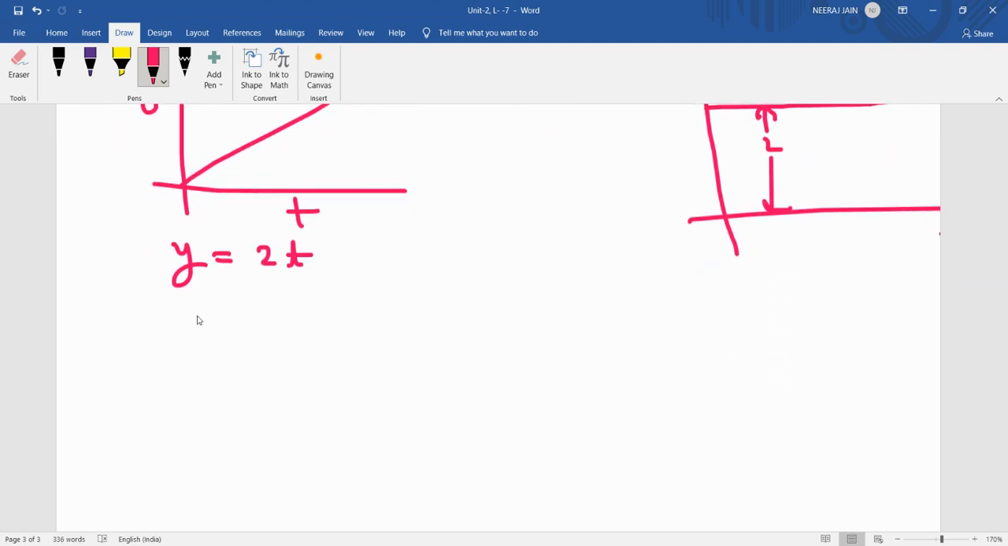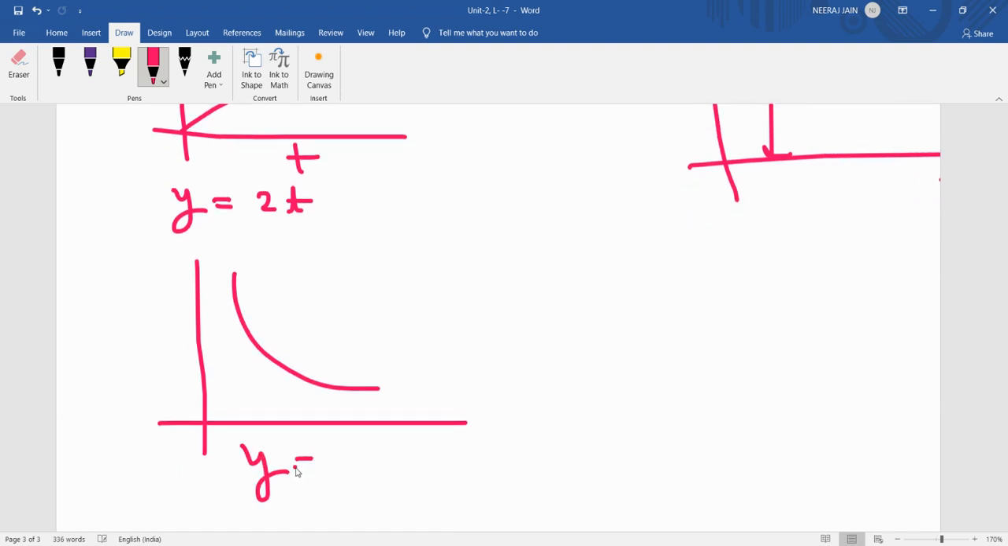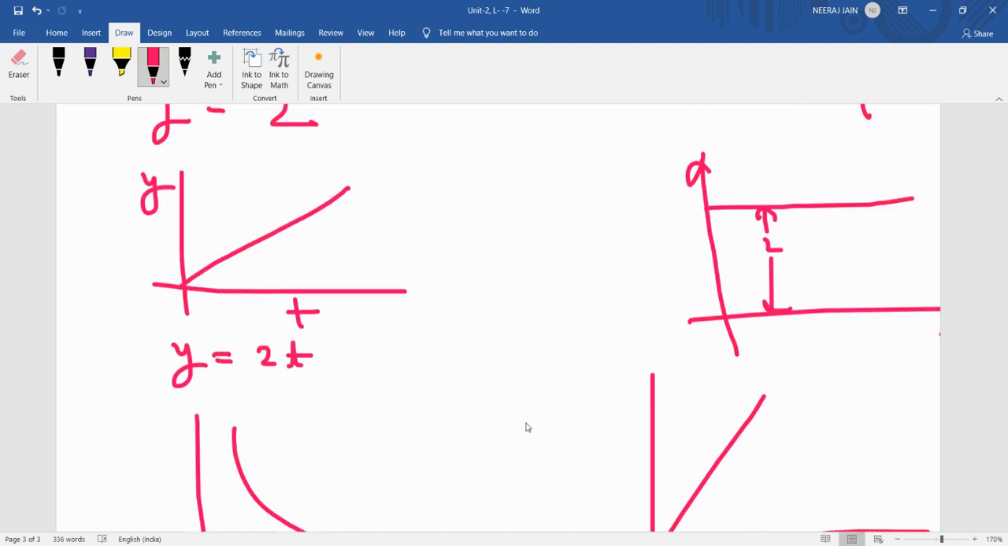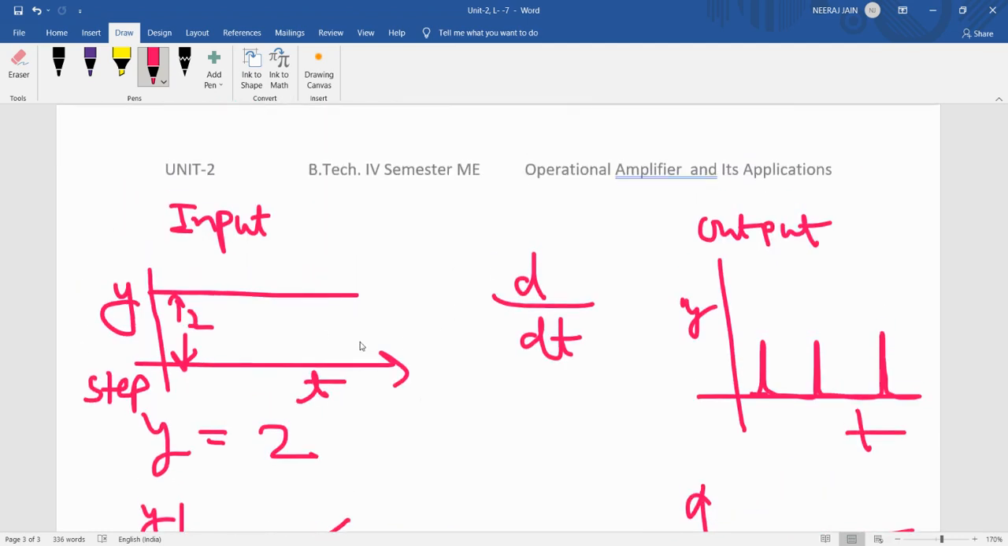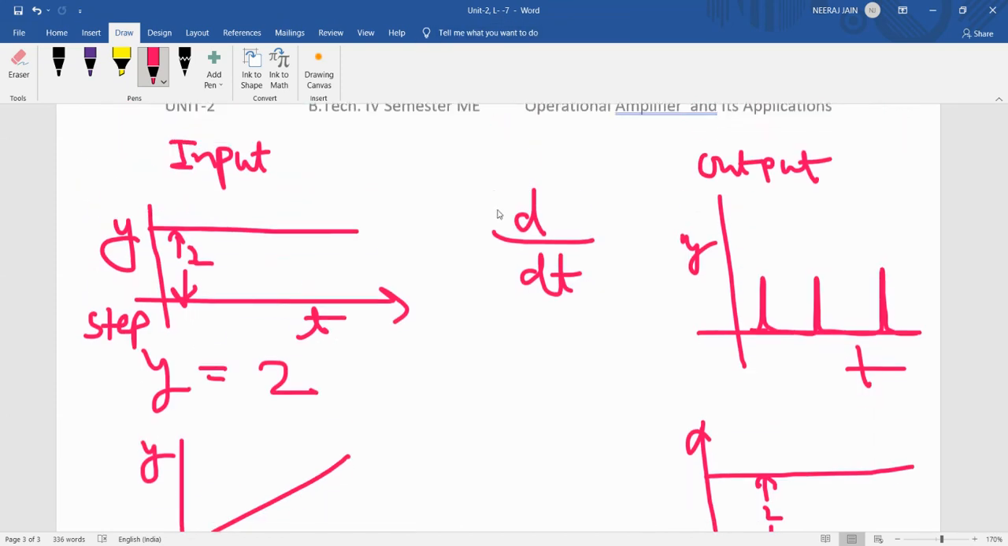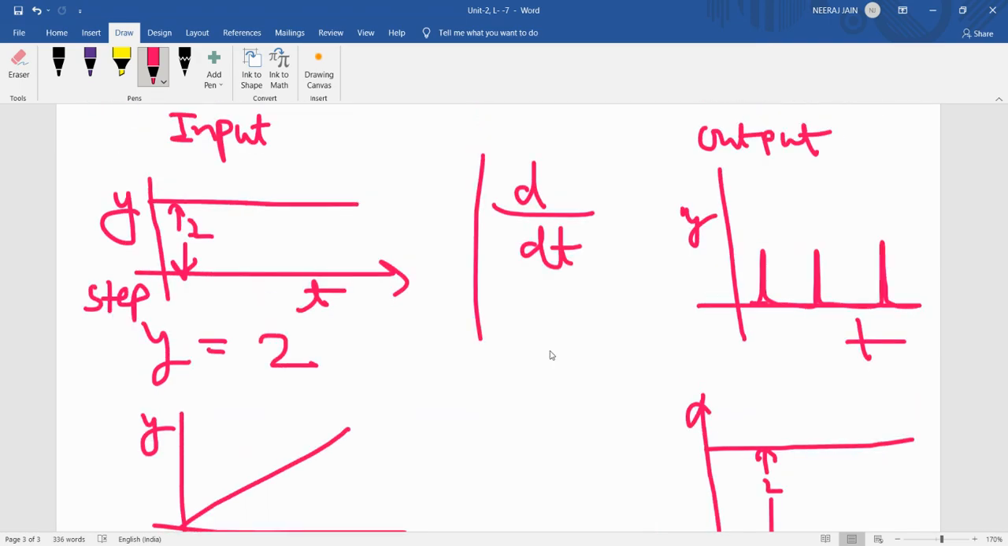If we give a parabolic input, like y is equal to t square, then by differentiation we will get the output that is y is equal to 2t. So in this way we can check this circuit: if we give different inputs to the circuit we have built, these outputs will come.